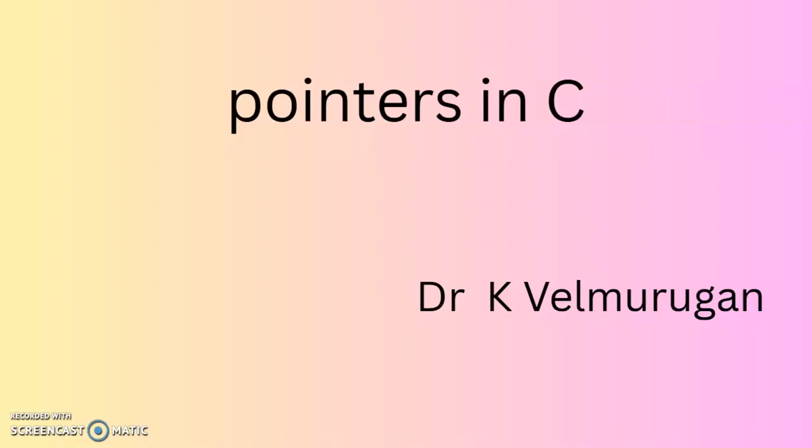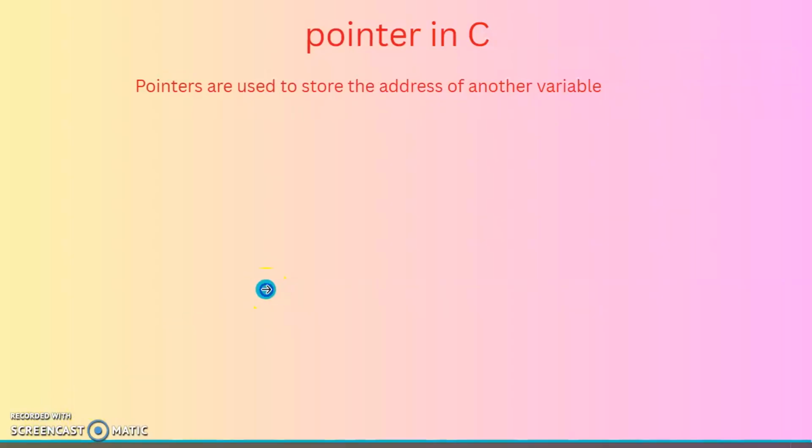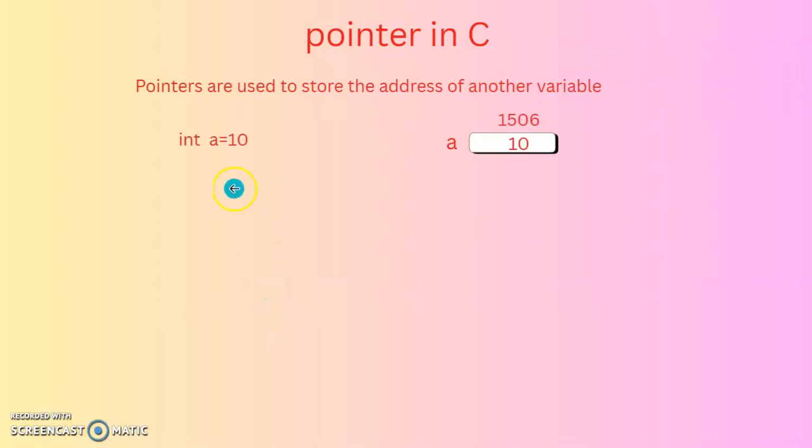Dear friends, let us see pointers in C language. Pointers are used to store the address of another variable. For example, if you declare a variable a that is of integer data type with the value 10.